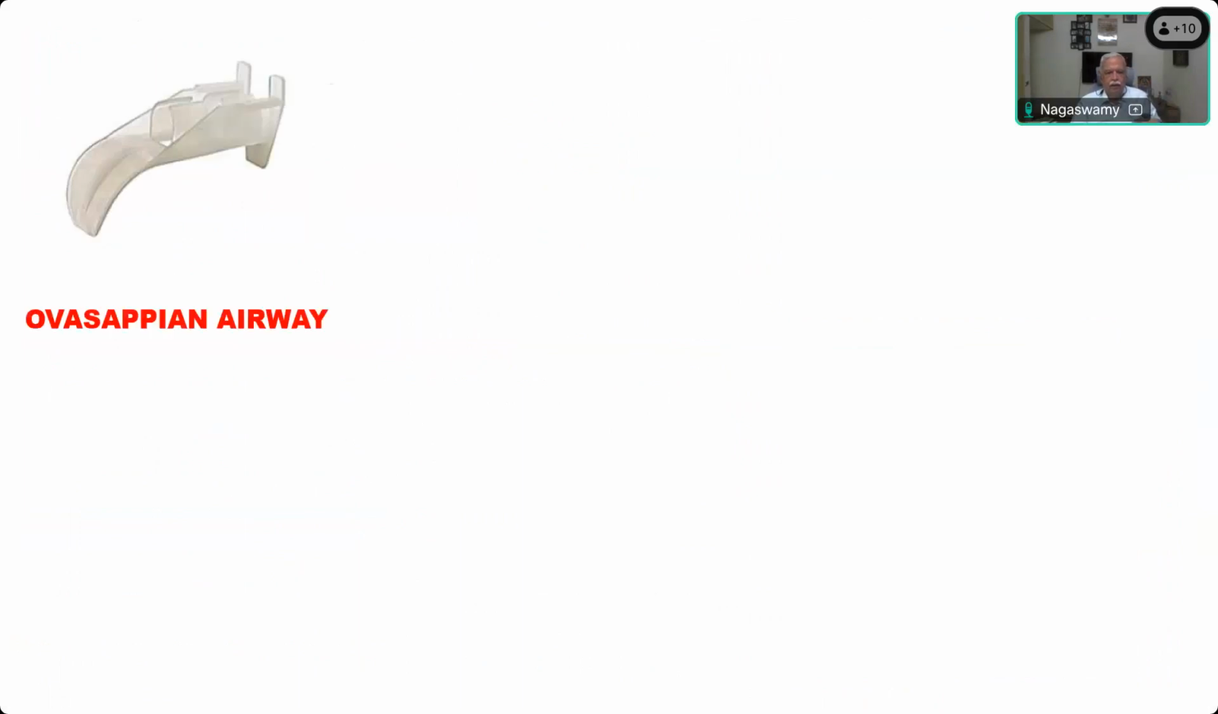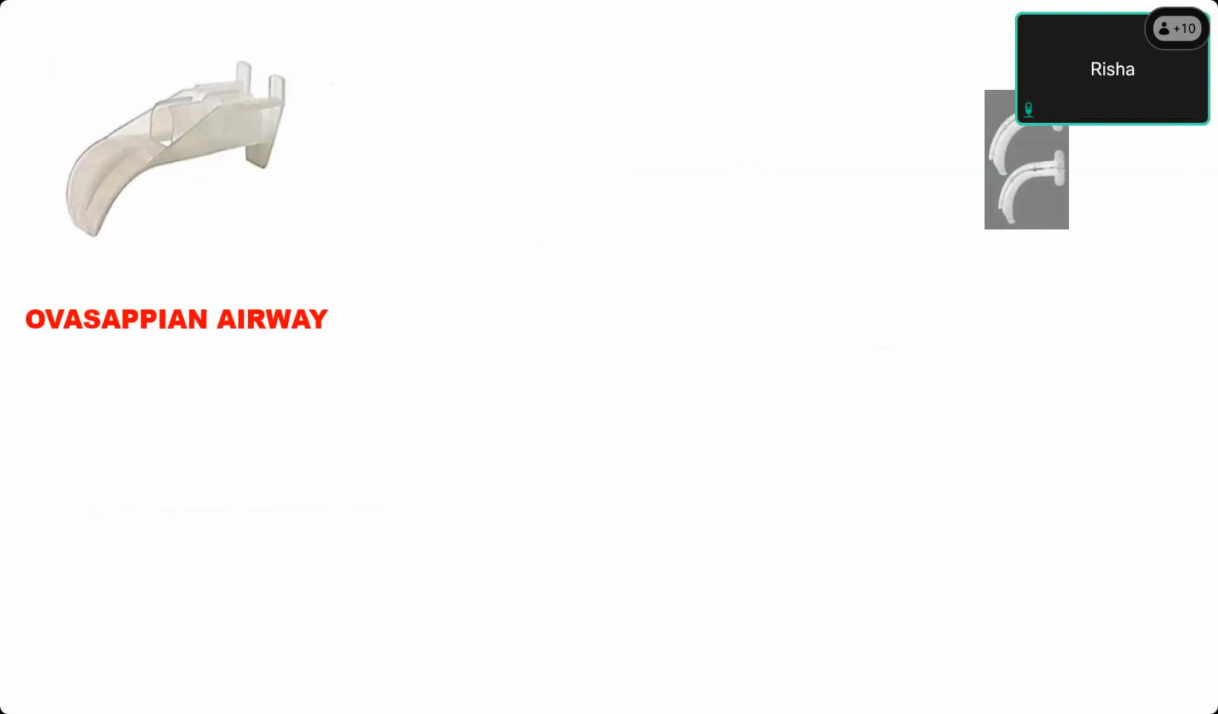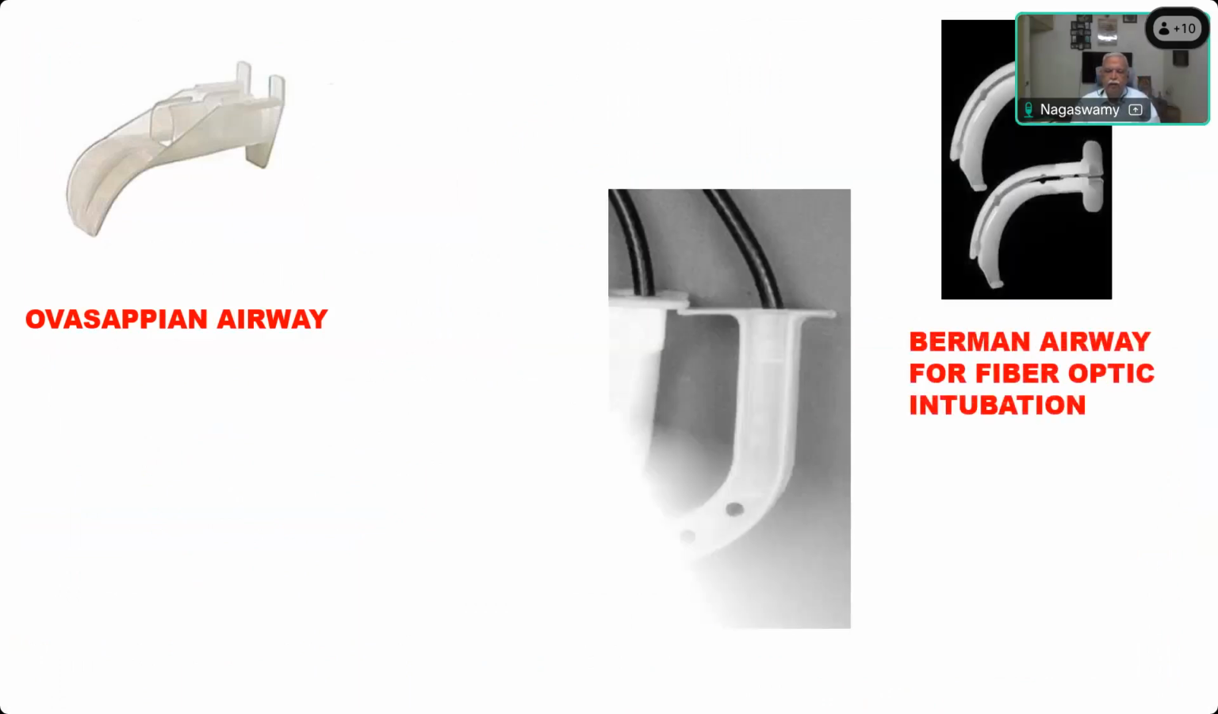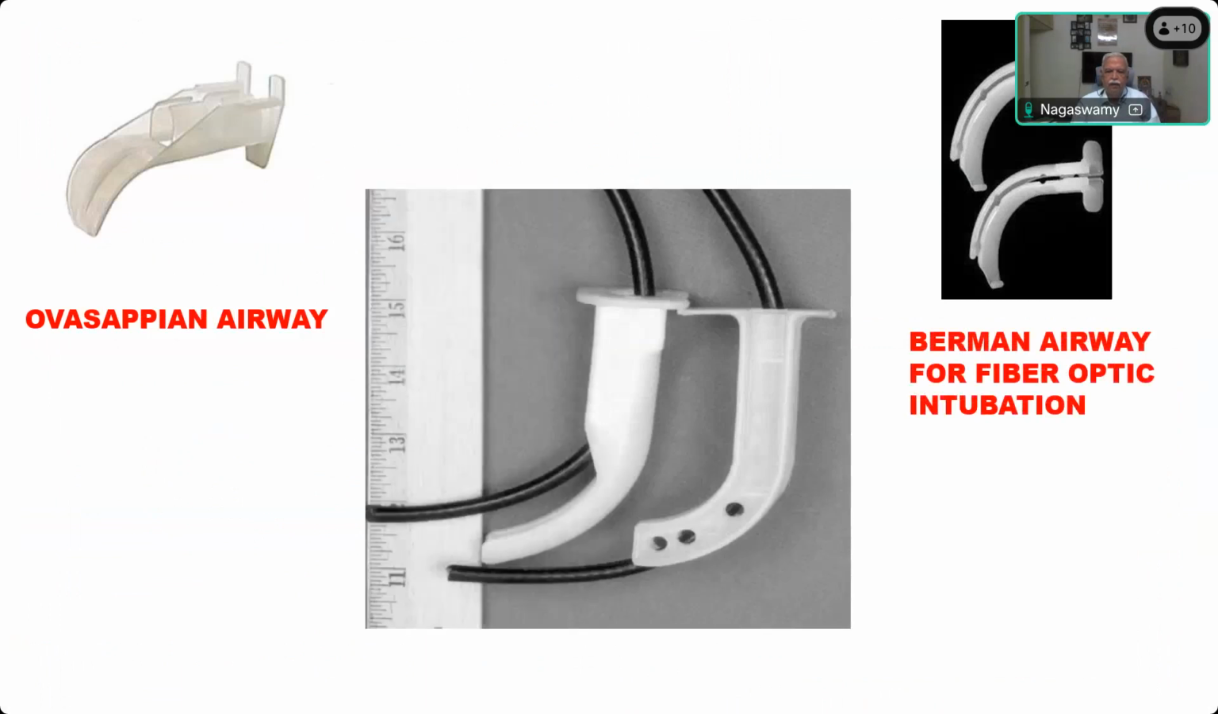This is the Ovassapian airway. Where is it used? Fiber optic intubation. Very good. So you can use this like this. So Ovassapian airway for fiber optic intubation. So both these things, how they are used for intubation is also shown here.